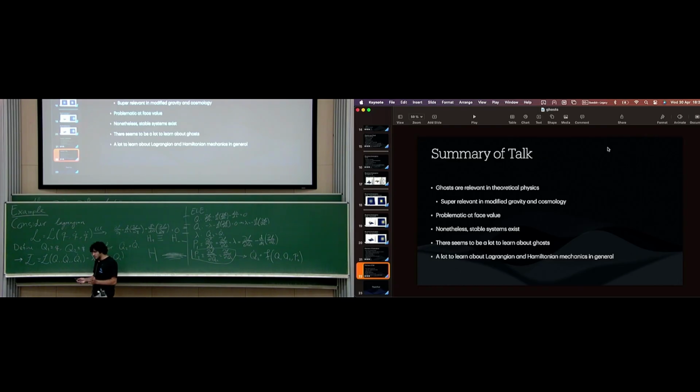Ghosts are problematic at face value, as I have presented you with the Ostrogradsky theorem, with the example that we looked at. But nonetheless, there exist stable systems, and that I've also showed you.